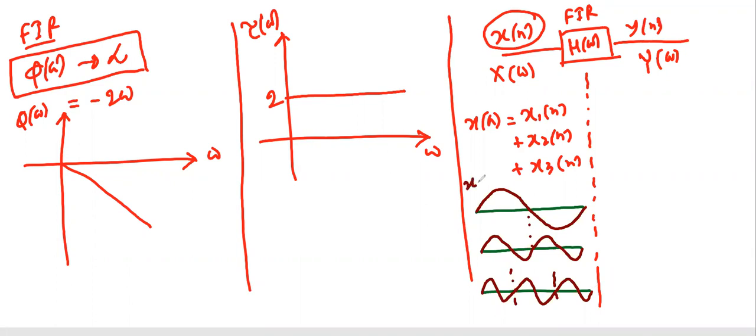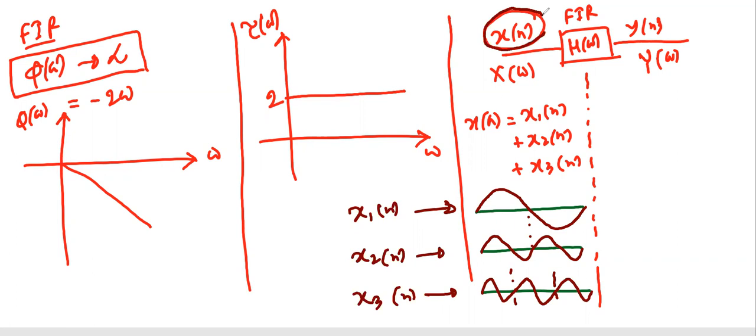So this is our x1[n]. To make it more clear, this is our x1[n], this is x2[n], and this is x3[n]. Of course, these 3 signals combined make our x[n].